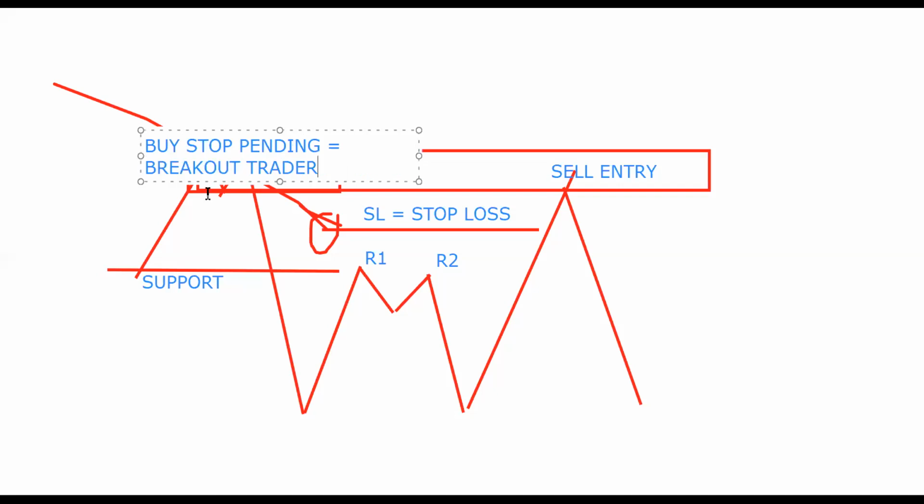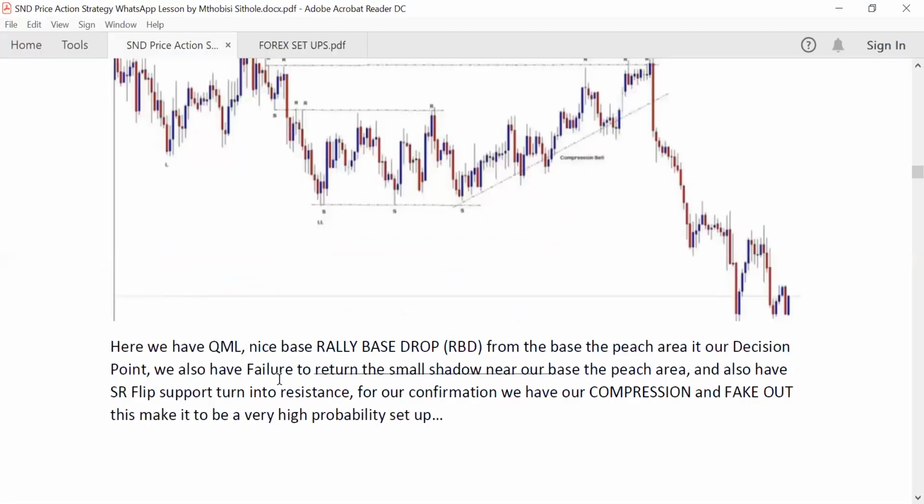Okay, yeah, breakout traders, because they're looking at if the price breaks a resistance level, they're going to be buying, but then their pending orders also get activated, and then they lose money because the price drops anyway. Okay, so as you can see here, we also see the price failing to return, and we also have an SR flip, which means this support here is now becoming resistance, and the price dropped.